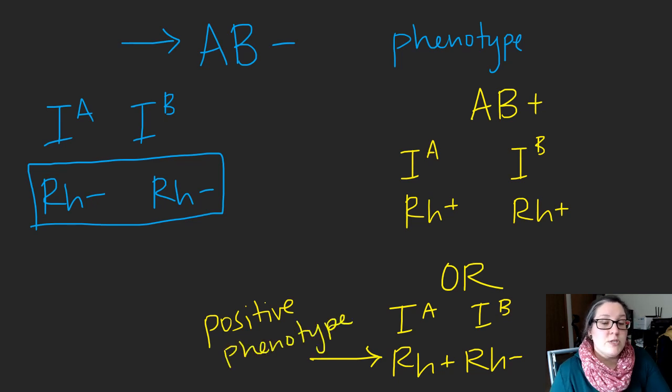There are a couple of questions on the lab handout that involve this, and I'm going to let you do those on your own and with your group during lab time. But I hope that helps answer the question of how to figure out the genotype of a blood type from the phenotype. All right, that's it for these videos.